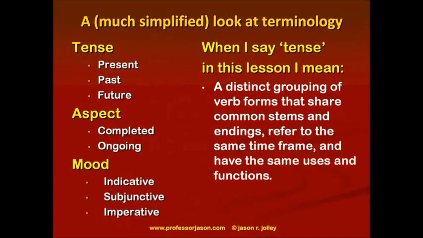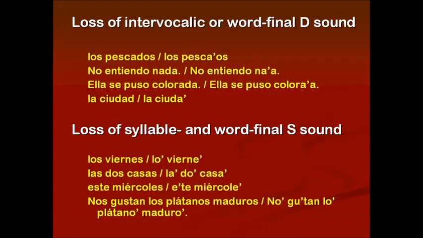Technically, the word tense refers to the time frame in which actions take place, present, past, or future. And some of you may be familiar with the idea that in Spanish, the two past tenses, imperfect and preterite, differ in terms of aspect. Another characteristic of Latin American pronunciation is the softening or the loss of the D sound when it appears between vowels or at the end of words.